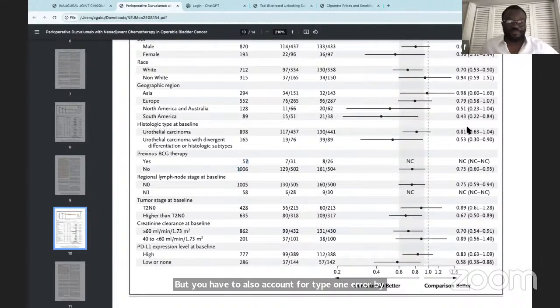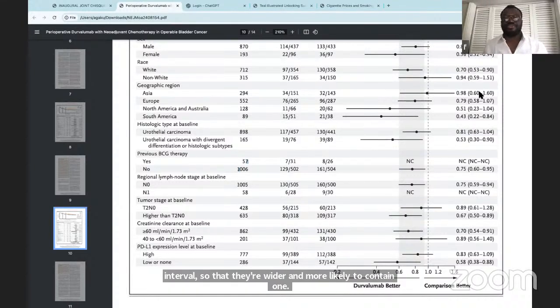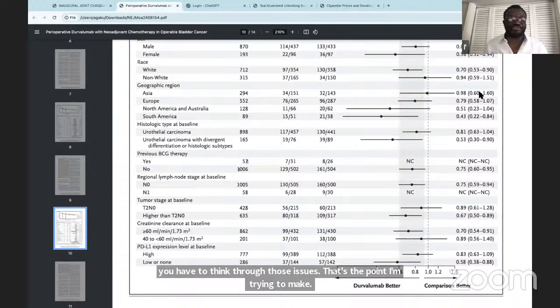For example, you can use a Bonferroni adjusted p-value. That accounts for the number of groups you want to compare, so that your alpha threshold is no longer 0.05, but 0.05 divided by the number of groups. You can also say, instead of calculating 95% intervals, we're going to calculate 99% intervals so that they're wider and more likely to contain the true value. But you have to think through those issues. That's the point I'm trying to make. You must think intelligently about the kinds of problems that could arise and how you're going to manage them.